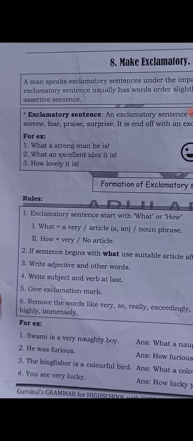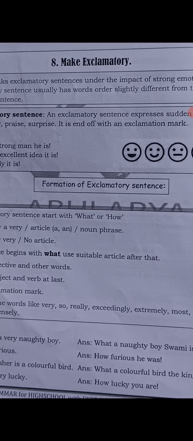He was furious. Here in this sentence no article is used. That's why, while we make exclamatory for this assertive, we should begin our exclamatory sentence with the word how, because no article is used. So how, and the adjective is furious. So how furious he was, because he is the subject in this sentence and was is the verb. So in this way, how furious he was, with the exclamation mark. The answer of this sentence is how furious he was.